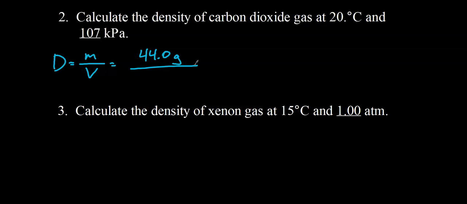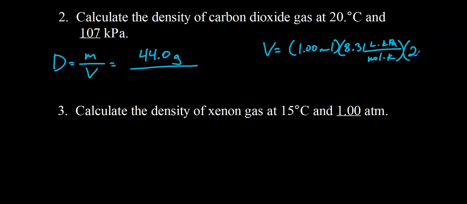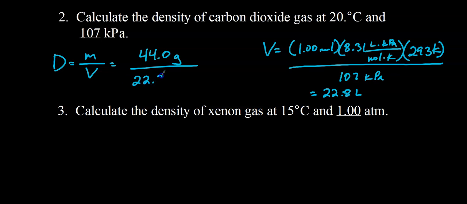One way is we can use the ideal gas law to determine the volume. So let me show that as a separate calculation, then I'll show you another way as well. So V equals nRT over P. So you have 1 mole. Our pressure is in kilopascals, so I'm going to use the R that has kilopascals in it, which is 8.31. Temperature 293 Kelvin. And our pressure is 107 kilopascals. Go ahead and pause the video, calculate the volume, and then we'll plug that in. So we get 22.8 liters.